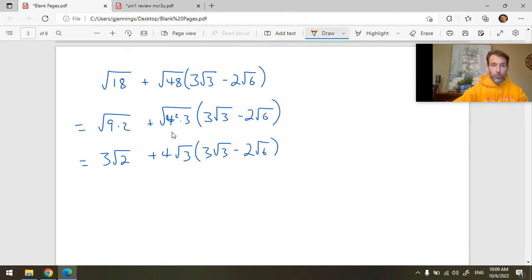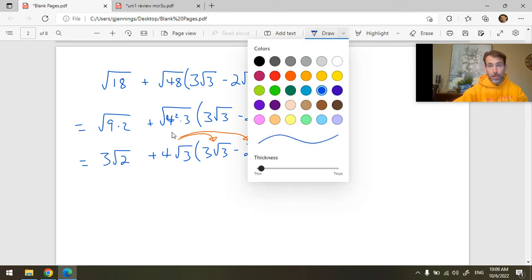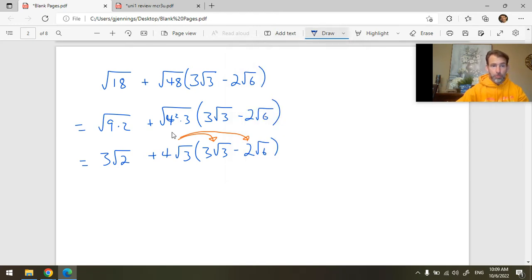Now, we're going to multiply this in here and here. Use the distributive property. Boom, boom, boom, boom, boom, boom. This is equal to 3 root 2 plus, multiply the coefficients. 4 times 3 is 12. Root, multiply the radicands. 3 times 3, root 9. Okay, this next one, 4 times negative 2 is minus 8. Root 3 times root 6, well, that's root 18.